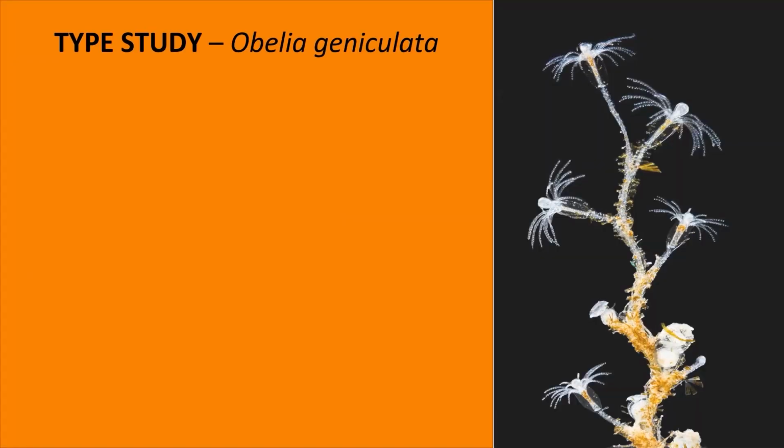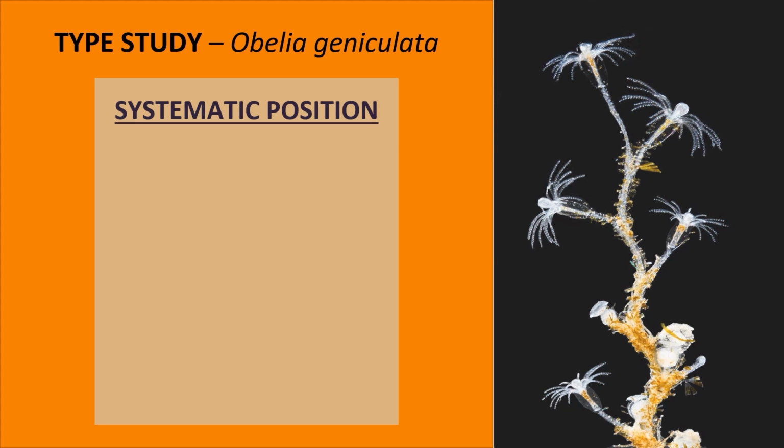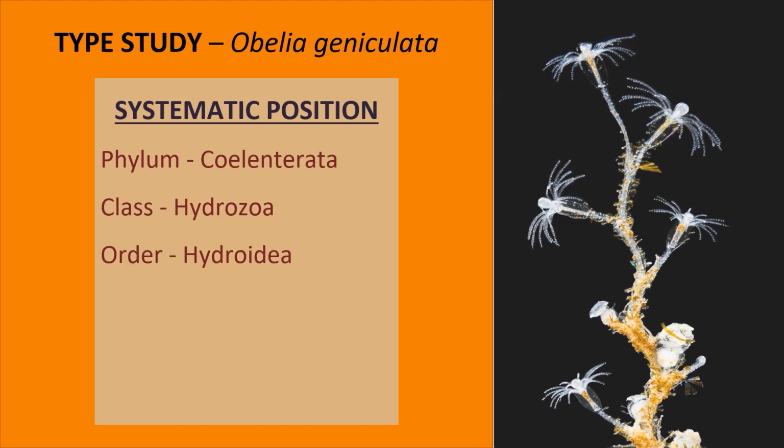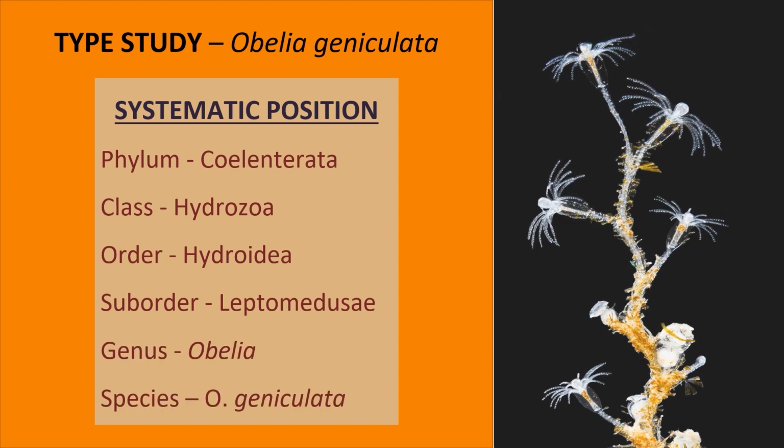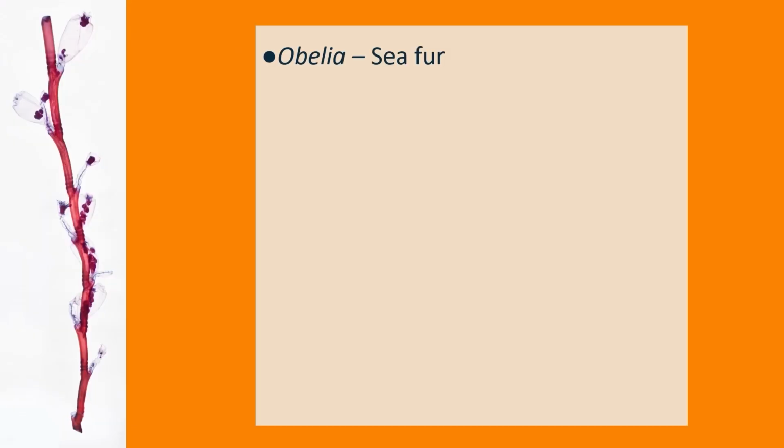Type study: Obelia geniculata. The systematic position of Obelia geniculata is phylum Coelenterata, class Hydrozoa, order Hydroidea, suborder Leptomedusae, genus Obelia and species Obelia geniculata. In common terms, Obelia is referred to as sea fur. Obelia are generally marine, colonial hydrozoans.